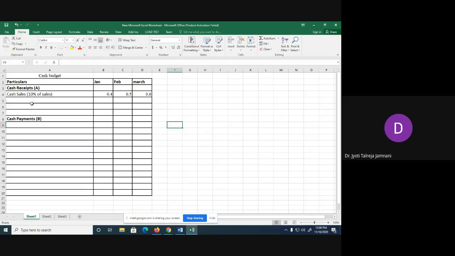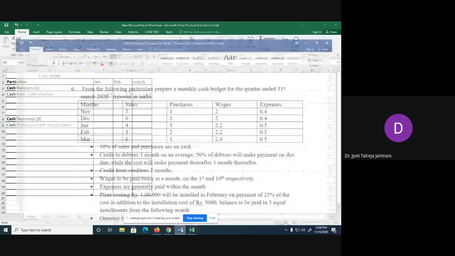Okay. They said cash sales is 10% of sales, and there are also cash purchases they have mentioned. So cash purchases, when we purchase on cash, we make payment. So under cash purchases, 10% of purchases is cash. So we have to see the purchases for Jan, Feb and March.